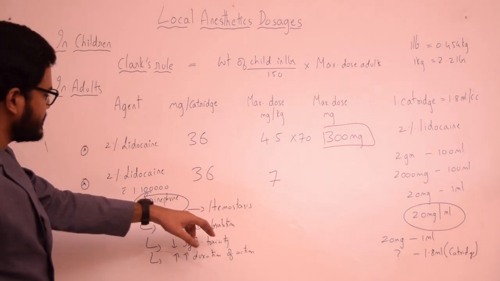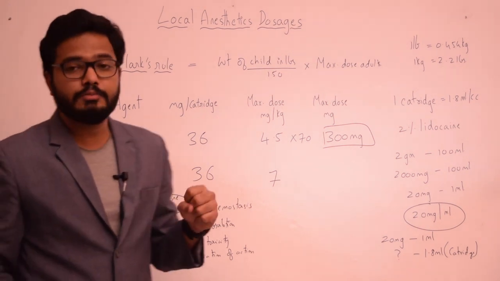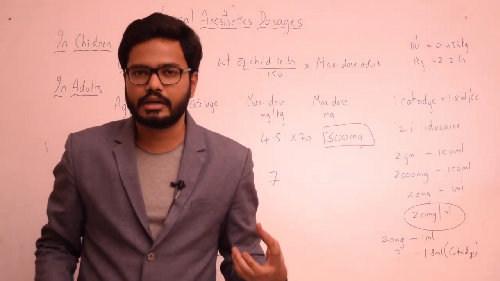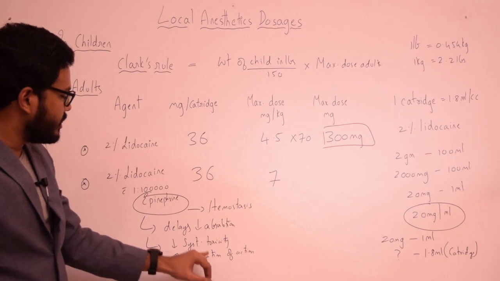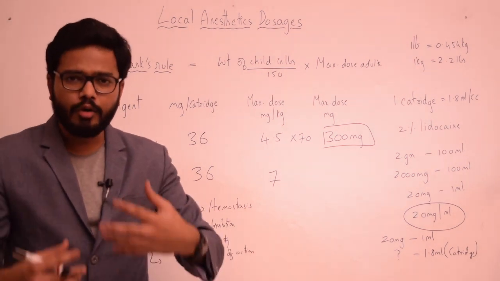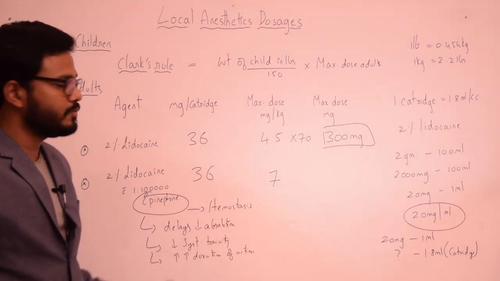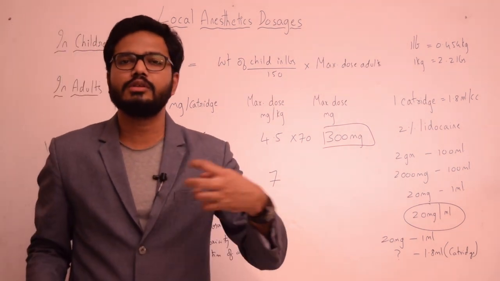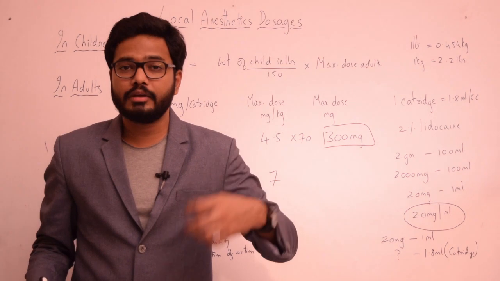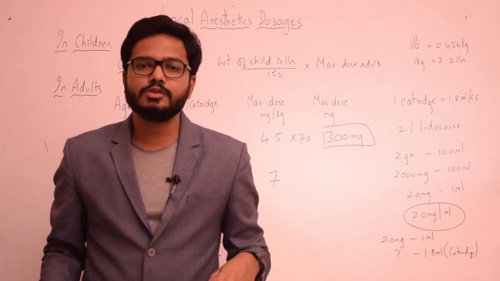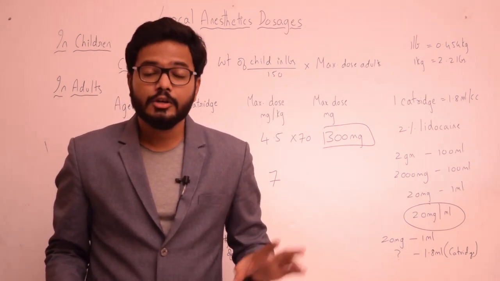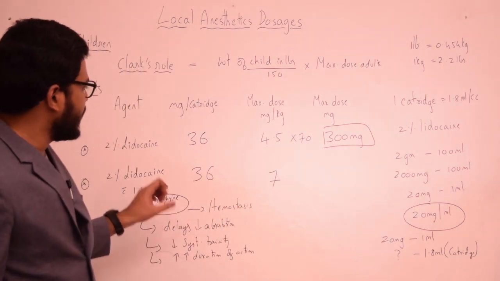So these are some of the important functions of epinephrine. It helps in hemostasis, delays or decreases the absorption of lignocaine into systemic circulation, and increases the duration of action of lignocaine or any local anesthetic agent. And since it delays the absorption of local anesthetic agent into the systemic circulation, it prevents or decreases the chance of systemic toxicity, right?